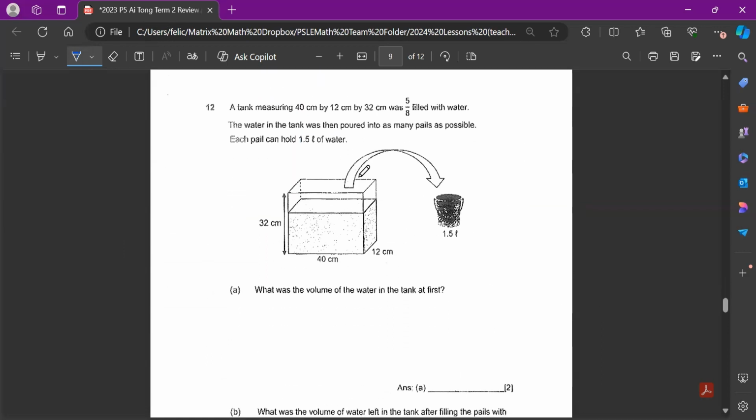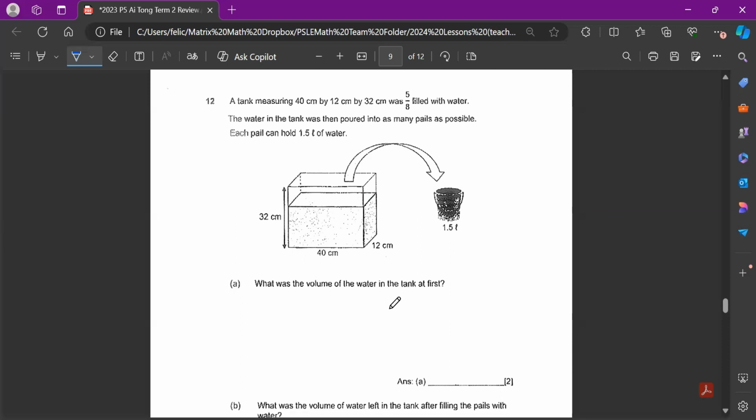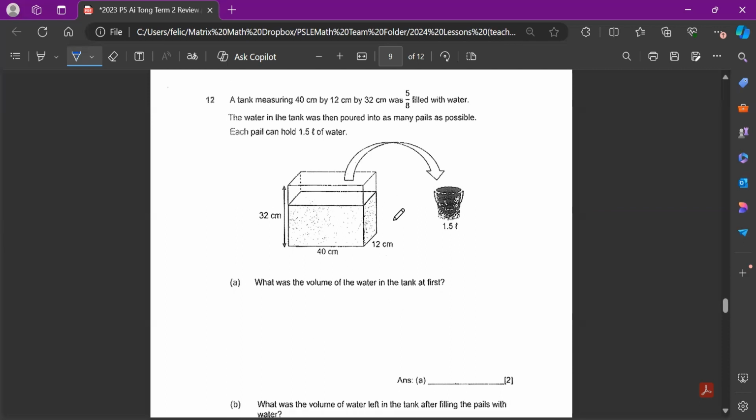Okay, a tank measuring 40 cm by 12 cm by 32 cm was 5/8 filled with water. The water in the tank was then poured into as many pails as possible. Each pail can hold 1.5 liters. What was the volume of water in the tank at first? Okay, so when you do volume questions, especially involving water, your priority is to focus on the water volume. Do not focus on capacity of tank. Capacity of tank is the last thing you should worry about. Okay, so focus on the volume of the content, the volume of the water, or it could be the volume of the solid that was dropped in, things like that.